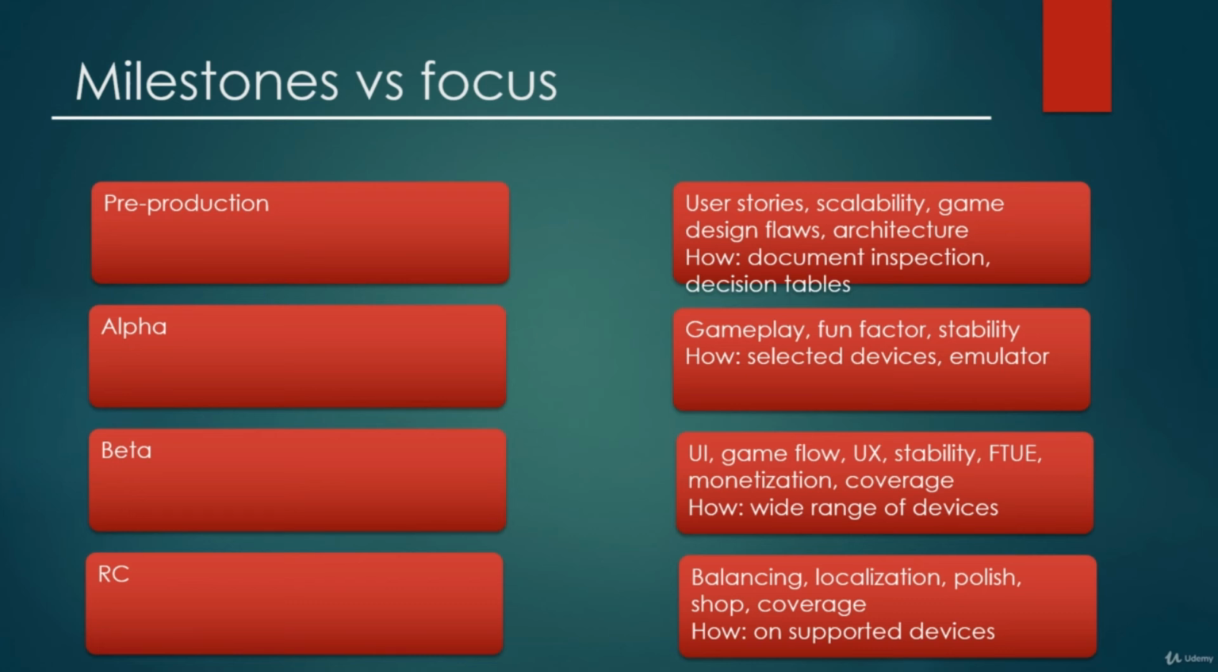With alpha, this is where it's feature complete, so all main features of the game are implemented. So here, what we can start to test is actually the core gameplay. So we can see, does it work? We can also have a look at the fun factor. Does the core game seem fun? Is it engaging? And is it stable? Is the game actually stable? Are there any serious issues in the game stability, or any crashes and things like that?